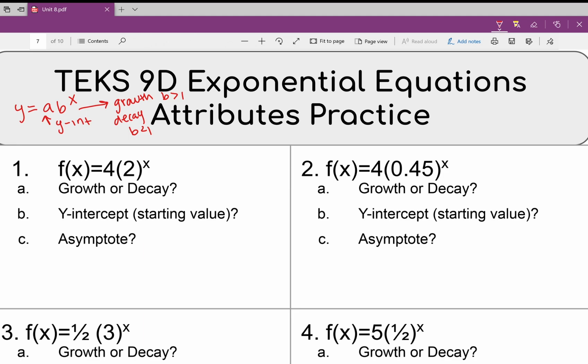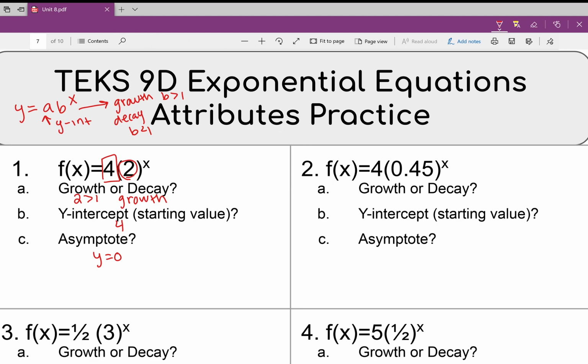Okay. So on number 1, first I want to know if it's a growth or a decay. So we have to see if b is greater than 1 or b is less than 1. Since the number inside the parentheses is b, 2 is greater than 1, so that means this is a growth. And then our y-intercept is the number outside of the parentheses, so in this case, 4. And then remember, the asymptote is always going to be y equals 0.